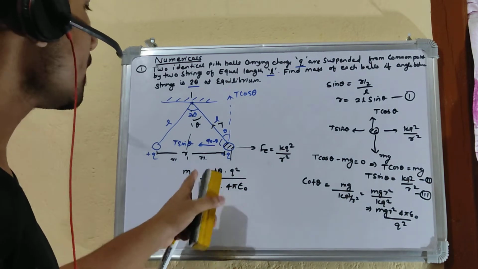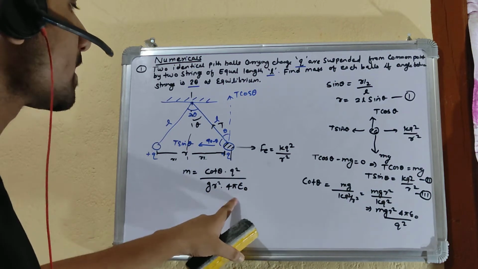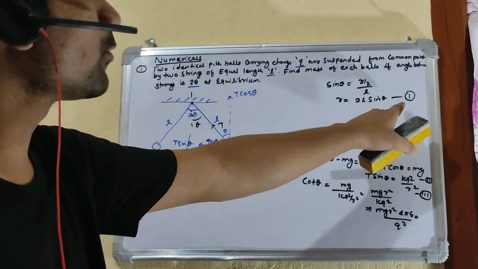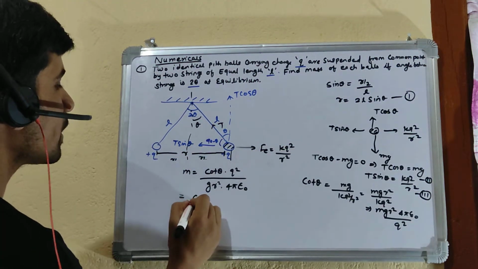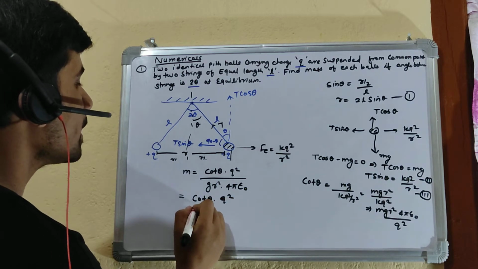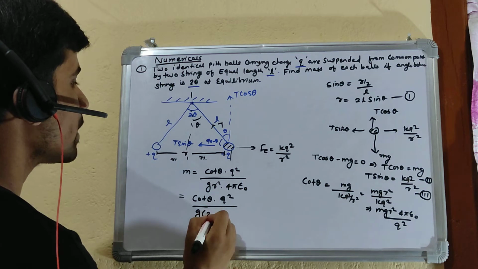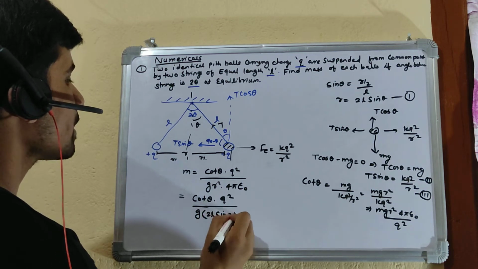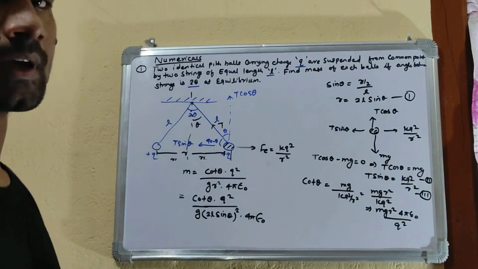Now what is the new quantity? Theta was given to us, q was given to us, g is a constant, 4 pi is constant, epsilon is constant. r we need to put from 1. r is nothing but 2l sine theta. So let's put the value of r: cot theta into q square by g, 2l sine theta square into 4 pi epsilon naught, right?